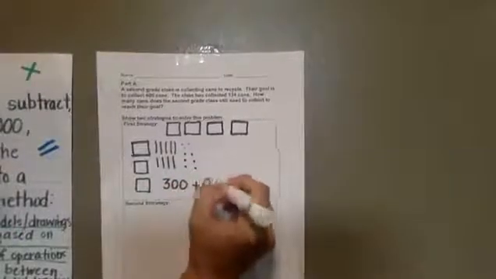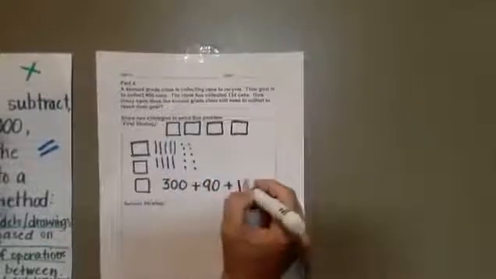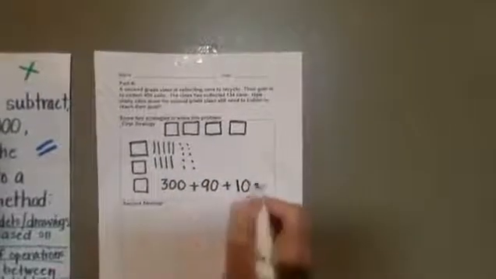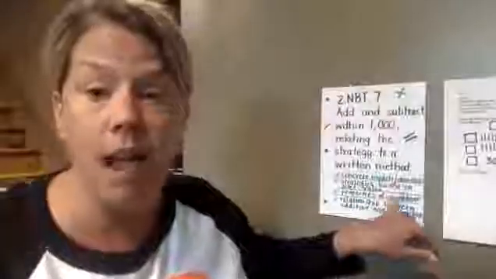So this looks like 300 plus 90 plus, how many ones do we have? 1, 2, 3, 4, 5. I can subitize and see 6, 7, 8, 9, 10. So I can see 300 plus 90 plus 10 is going to give me 400 cans of recycling. So that's one way to solve the problem, and that was the concrete model and drawing.